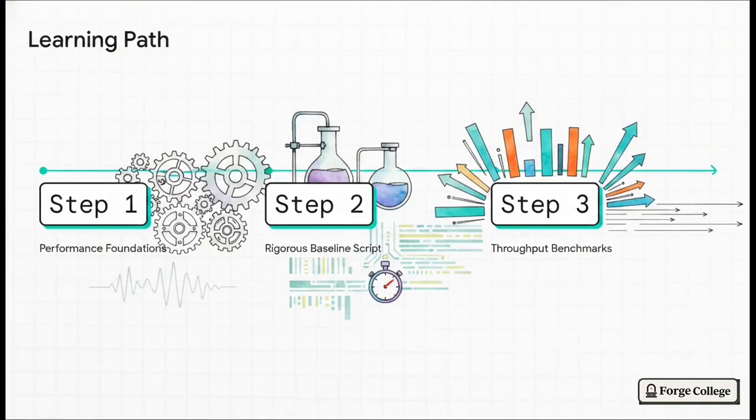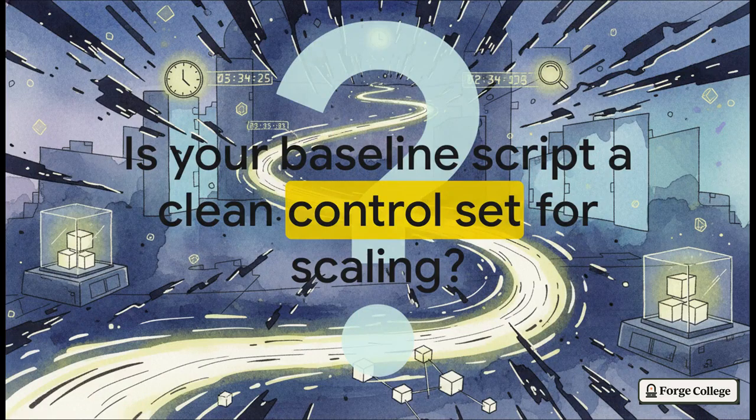Let's wrap this up and look at how it all stacks together. We started with Step 1, Performance Foundations, back in the last explainer. Today, Step 2, we build our rigorous baseline script inside a clean, controlled lab environment. And that sets the stage perfectly for Step 3, our upcoming throughput benchmarks. That baseline script you just designed, that's the exact measurement primitive we're going to use when we scale this whole thing up. So I'll leave you with this provocative thought. Is your baseline script running cleanly enough right now to serve as the control set for massive throughput scaling?